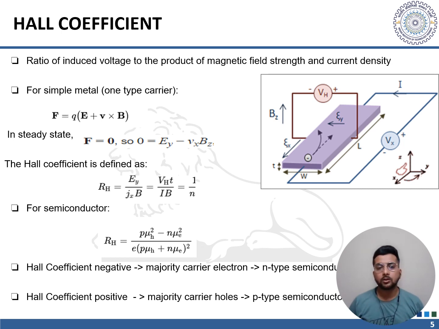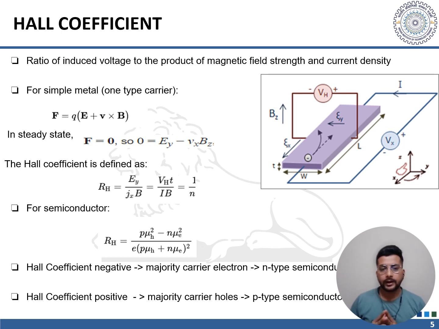We'll be looking at the Hall coefficient for two cases, for metal and for semiconductor. In the case of a simple metal, we have only one type of carrier, that will be electron, and for that we can write the Lorentz force equation as F equals q into E plus v cross B.